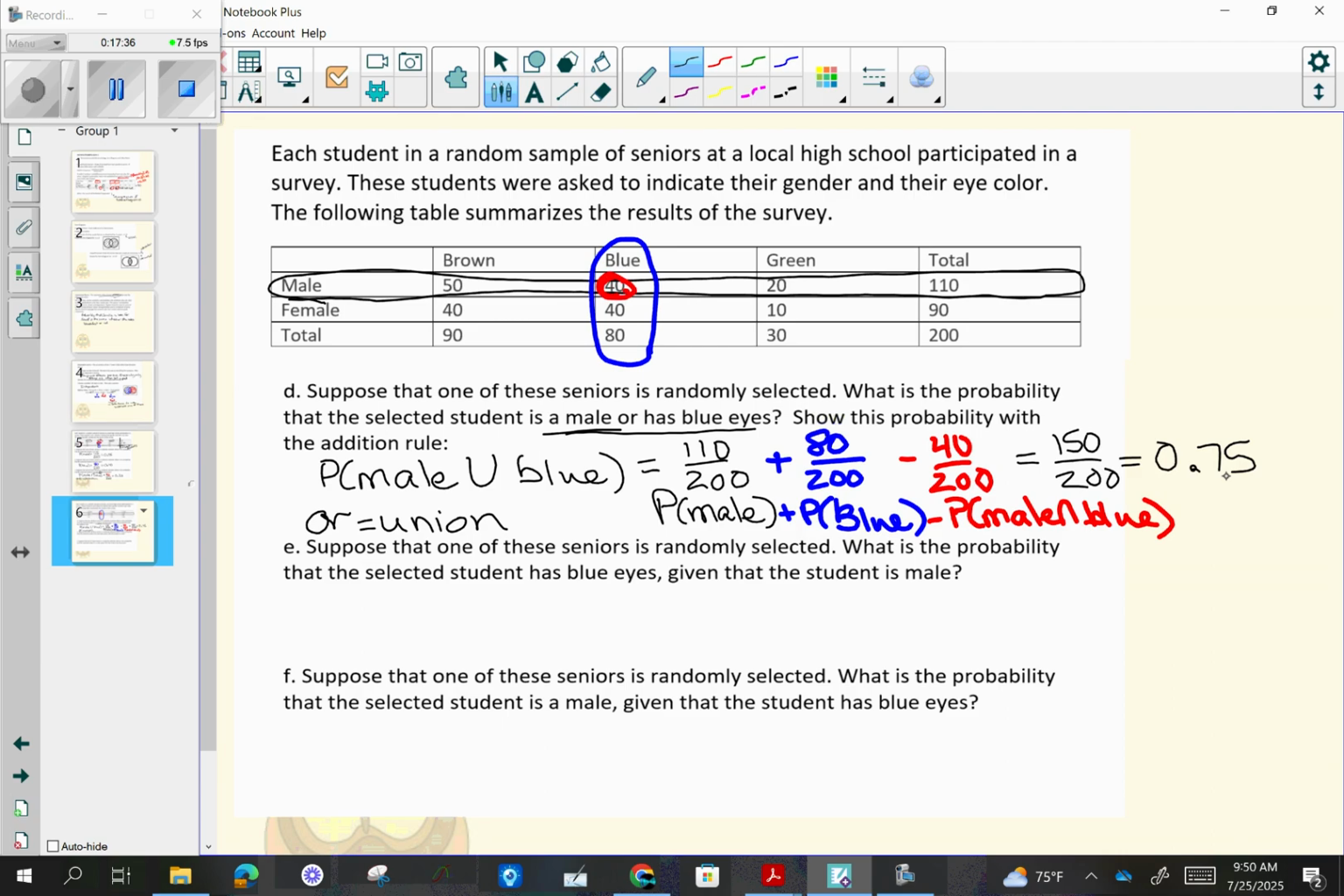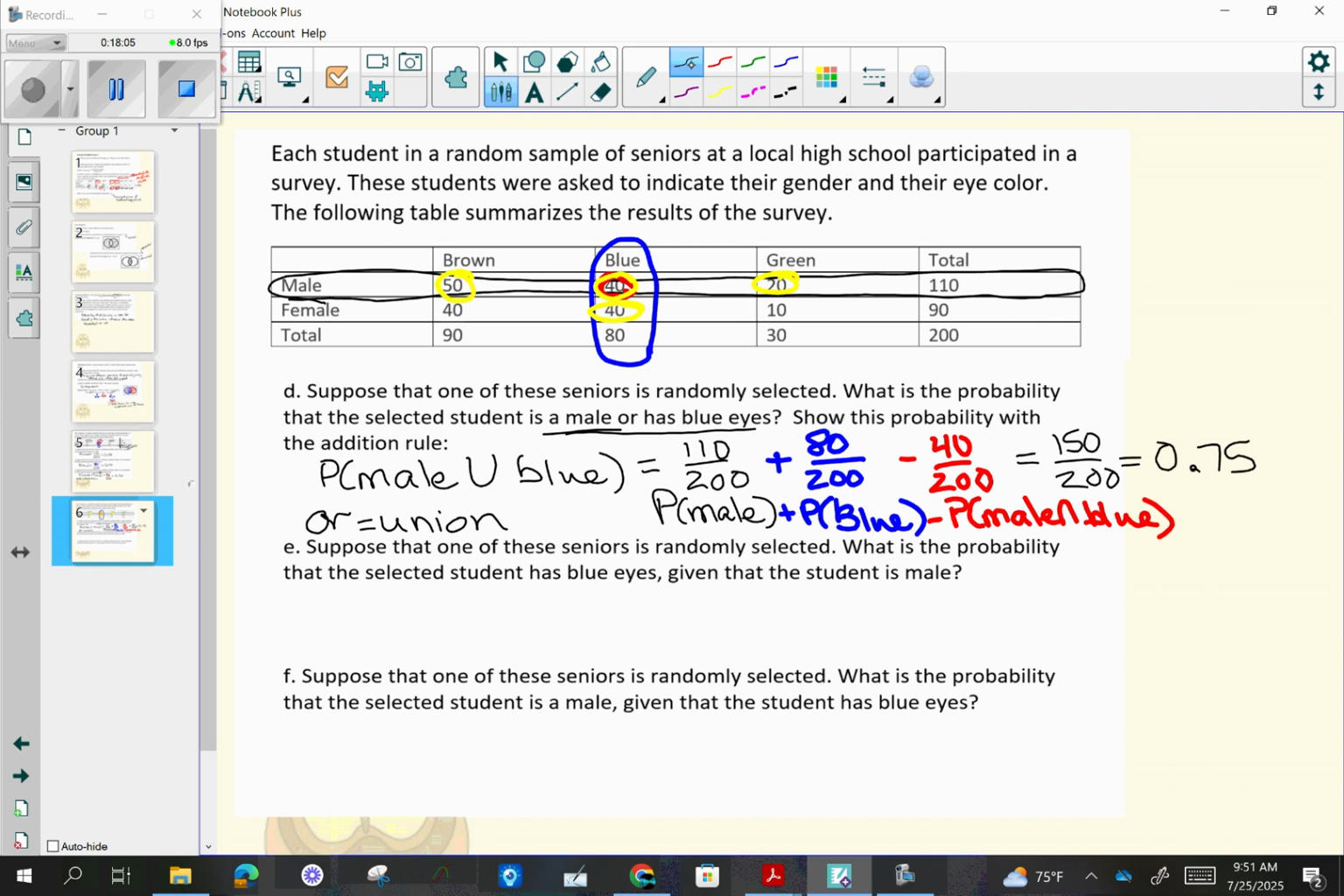Another way a lot of people like to do problems like this is instead of doing the whole addition rule, you can just literally look at what are all the numbers that are there for male and what are the numbers that are there for blue. So I could look at 50, 40, 20, and 40 and just add those 4 numbers up and then divide by the 200. So sometimes having the chart allows you to not have to use the addition rule. You can just kind of visually see what's going on.